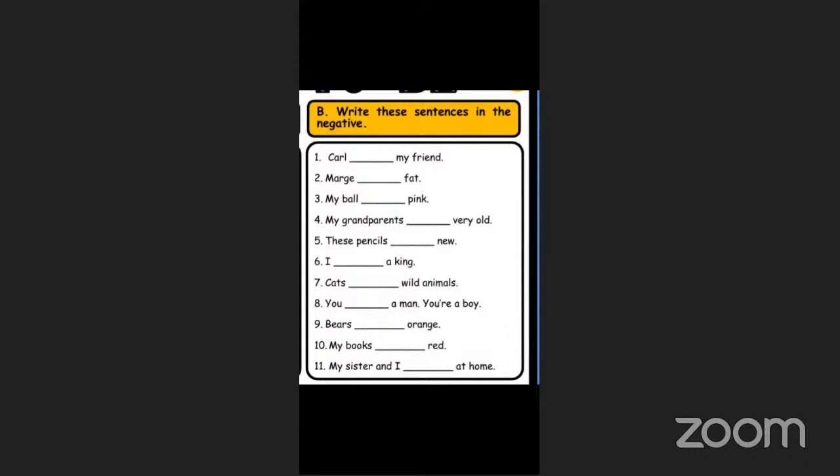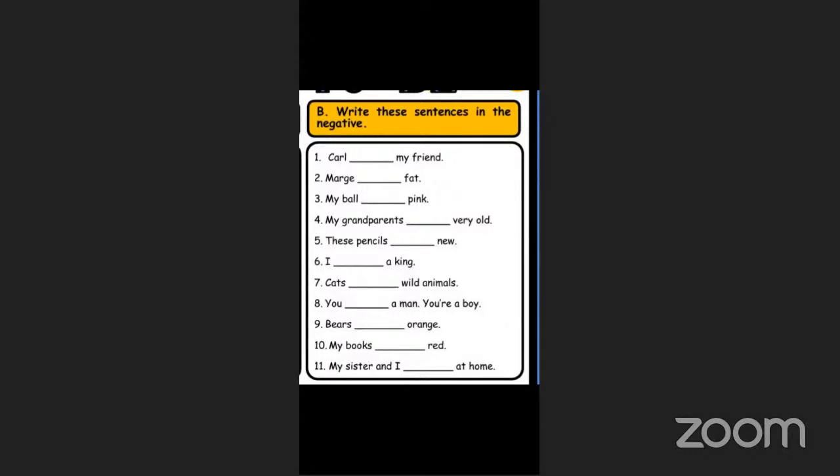Then number 2. Margie. It's in singular form, so you have to use is not. Margie is not fat. Number 3. My ball blank pink. My ball, it's in singular form. My ball is not pink. Is not pink. And you can use the contraction isn't. Shortened form of is not is isn't.